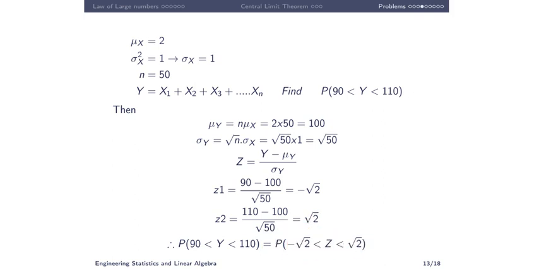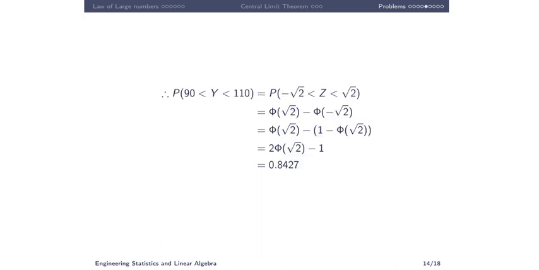So the probability of minus root 2 less than z less than root 2 is nothing but upper minus lower. So phi of root 2 minus phi of minus root 2. Whenever you have phi of minus z, you have to take 1 minus phi of z. So that is why 1 minus phi of root 2. So that will be 2 into phi of root 2 minus 1.